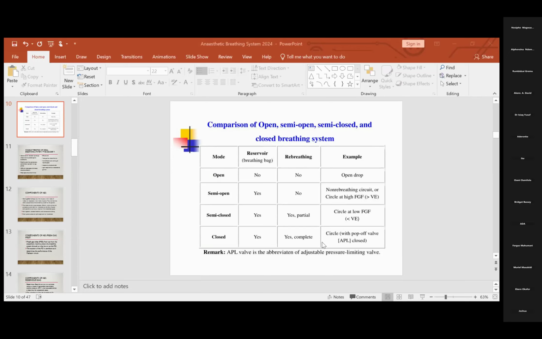Okay, but your Ambubag connected to your class B Mapleson system, when you connect to Ambubag, but it must have the other components, like we mentioned before. The APL valve must be there to make it Mapleson B, but Ambubag in itself does not qualify to be a Mapleson breathing system.